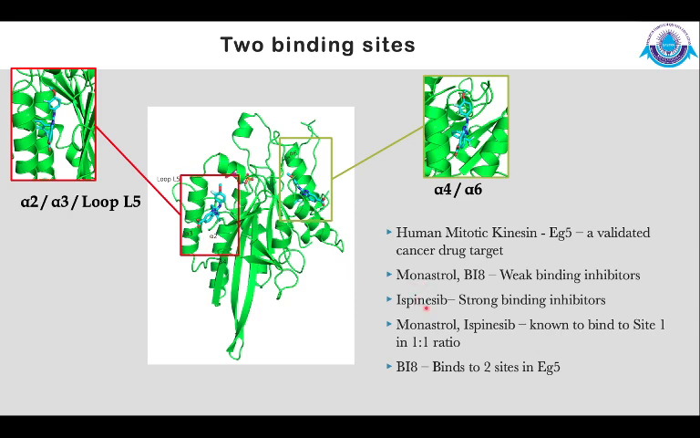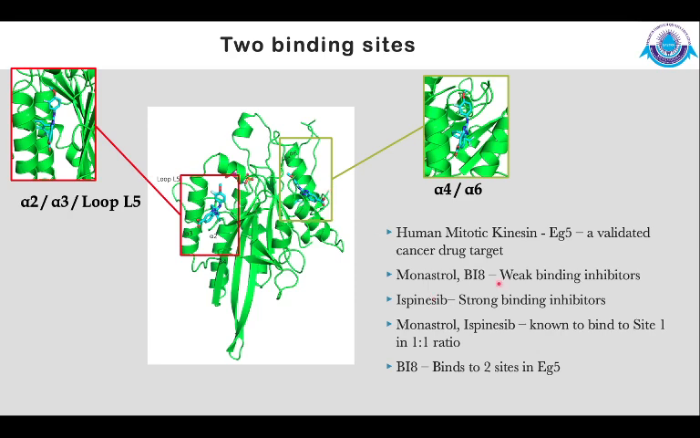such as monastrol, ispinesib, STLC, and so on. So I'm going to use some of these inhibitors here. Monastrol and ispinesib both bind to this site, which I refer to as site 1, and BI8 is proven to bind at these two sites.